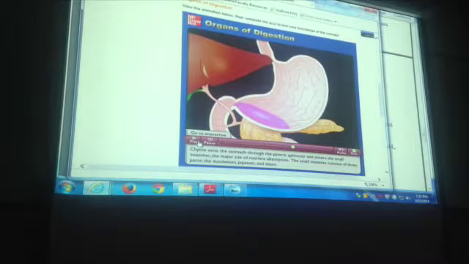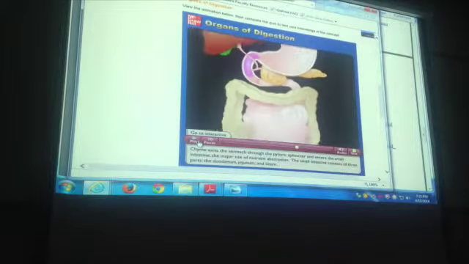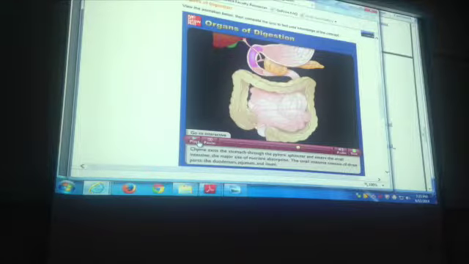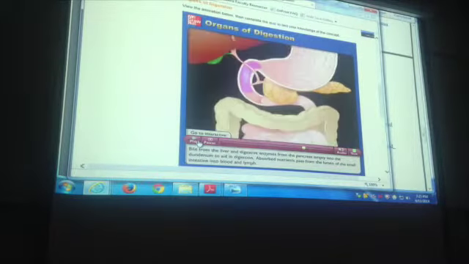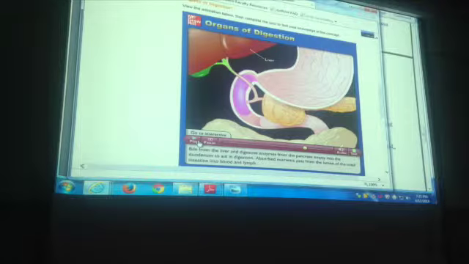Chyme exits the stomach through the pyloric sphincter and enters the small intestine, the major site of nutrient absorption. The small intestine consists of three parts: the duodenum, jejunum, and ileum. Bile from the liver and digestive enzymes from the pancreas empty into the duodenum to aid in digestion. All right, so here's the important part. The liver and pancreas don't actually touch the food. That's why they're not in your chart. But they're helping the small intestine.